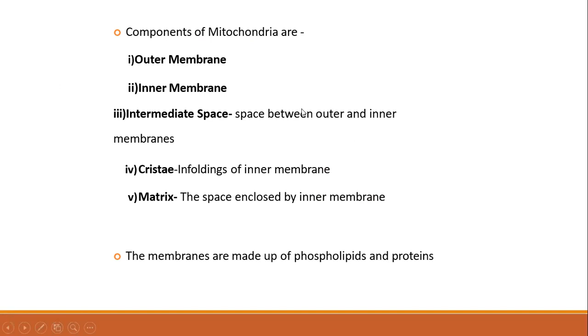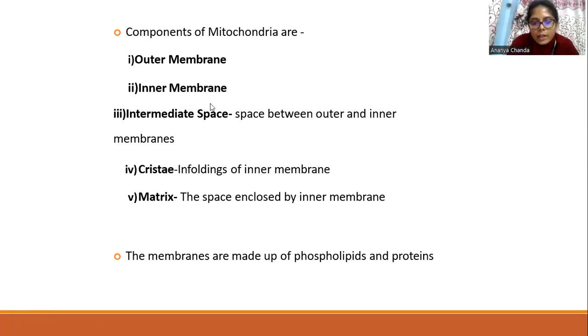So the components of the mitochondria are the outer membrane, inner membrane, and intermediate space. This intermediate space is what? A space between the outer and the inner membrane. Cristae are infoldings of the inner membrane, and this cristae contains what? A matrix, a space enclosed by the inner membrane. These membranes are made up of what? The phospholipids and the proteins.